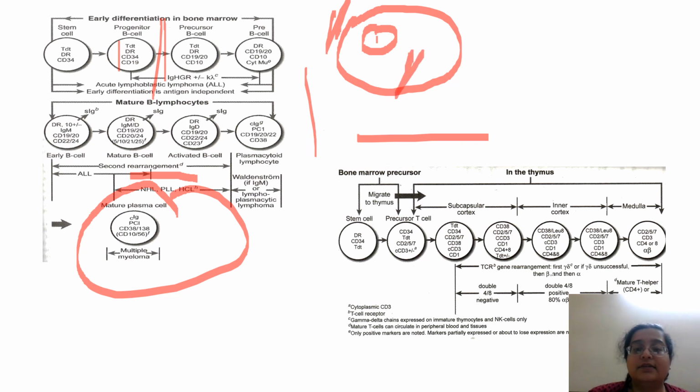So this chart is given in Washington Manual. If you remember this, then you can at least tell what flow markers will come positive. That is why I like this chart. Again, I repeat: immature is TDT, HLA-DR, CD34. Mature, if it is B cell, CD19, CD20, and if it is myeloma, then immunoglobulins. If it is a T cell lesion, then CD2, 5, 7, alpha, beta, delta, theta, CD4 and CD8.